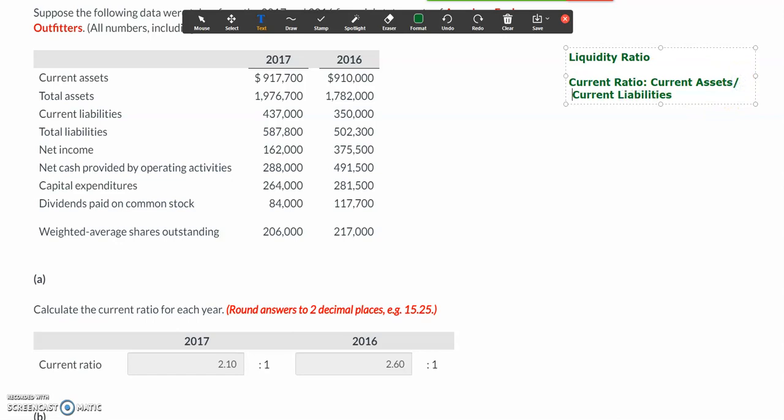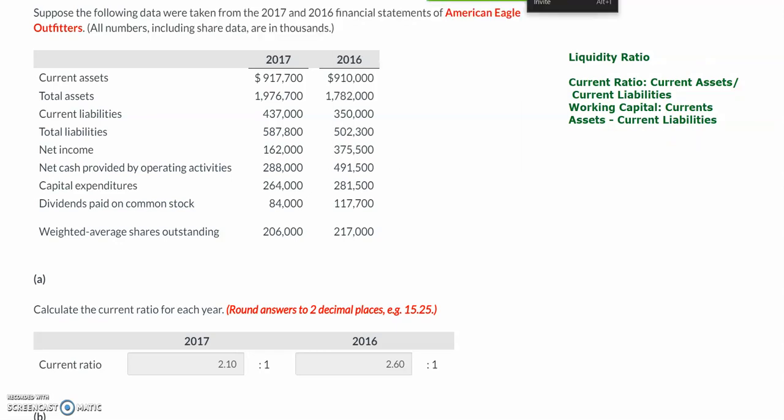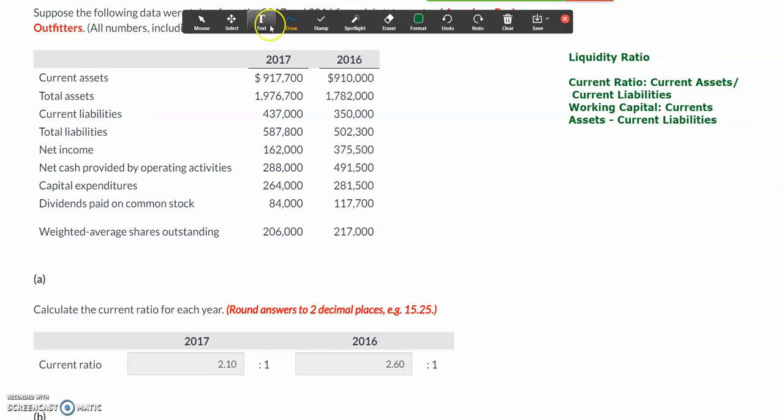And in your chapter, you also learned about working capital, which is your current assets minus your current liabilities. And this is looking at it from a dollars perspective. So we're going to do our calculation for 2017 using this data.